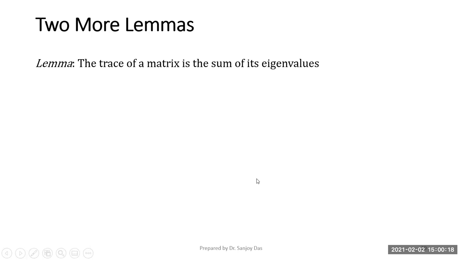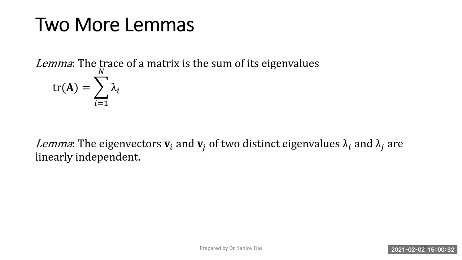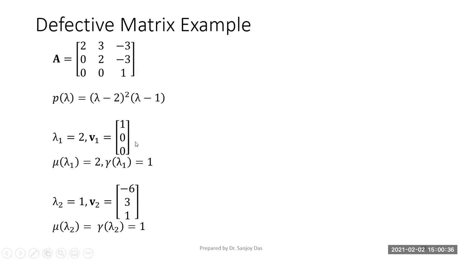Two more lemmas. The trace of a matrix is the sum of its eigenvalues. You remember what the trace of a matrix is? The sum of the diagonal elements. Okay, let's go back to this. Let's take this matrix here.